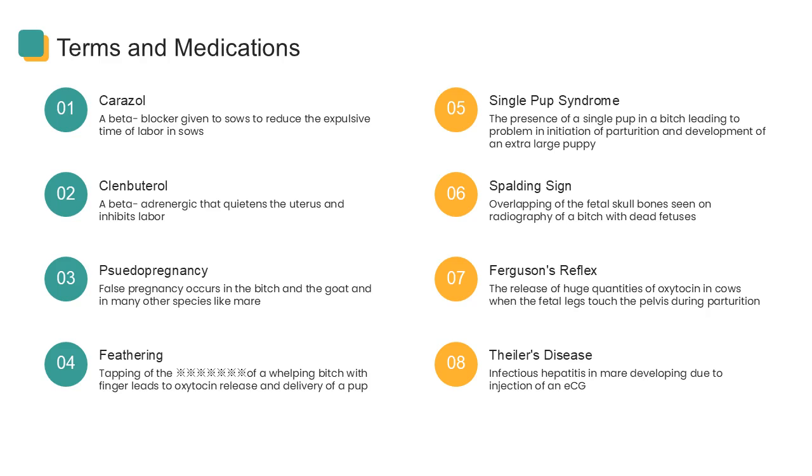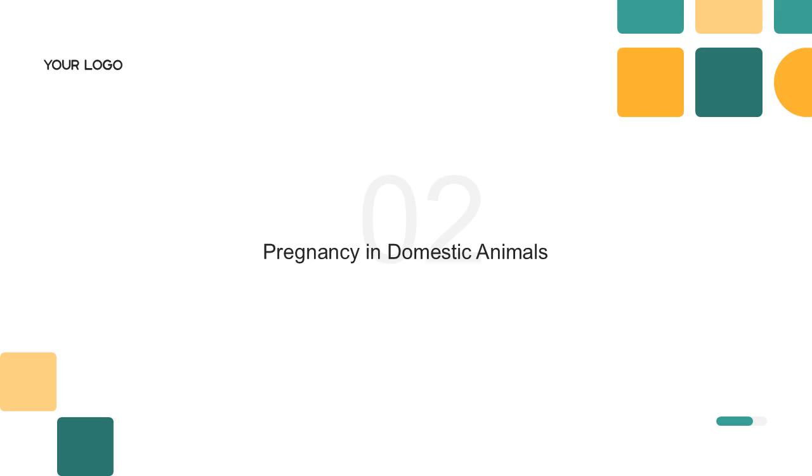Understanding terms in medications is crucial. Carazole and clenbuterol are used to manage labor, while pseudopregnancy and feathering are conditions seen in animals. Single pup syndrome and Spalding sign are specific conditions, and Ferguson's reflex and Theiler's disease are important to note. Next, we'll delve into pregnancy in domestic animals, exploring the unique aspects of their reproductive processes.